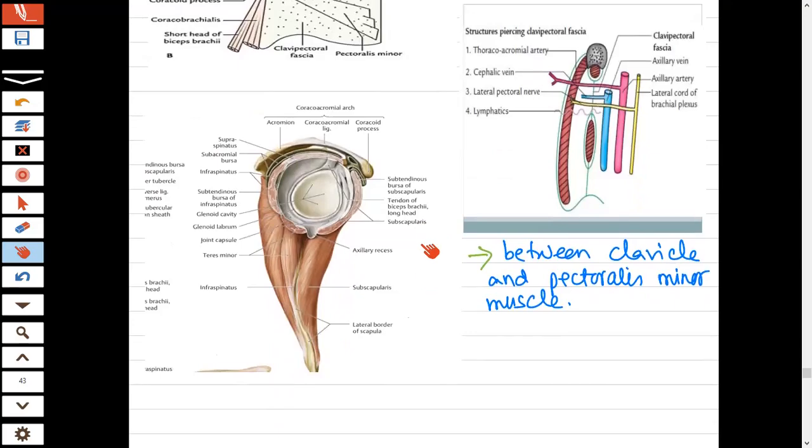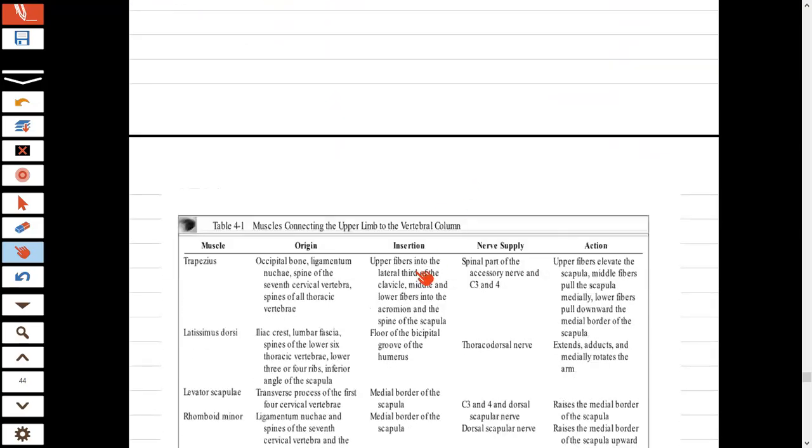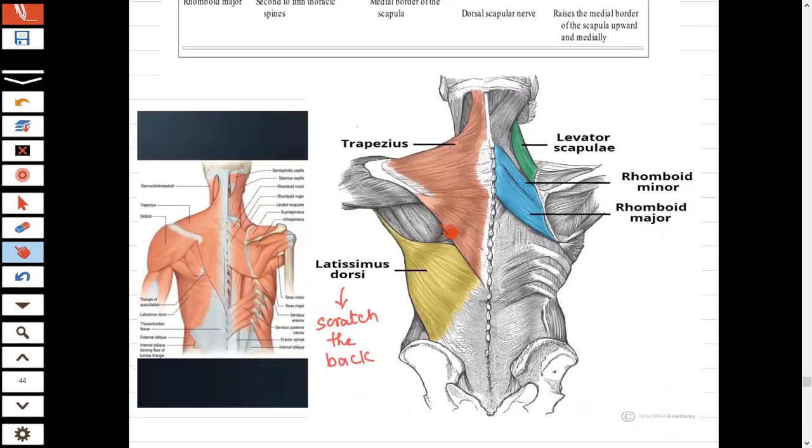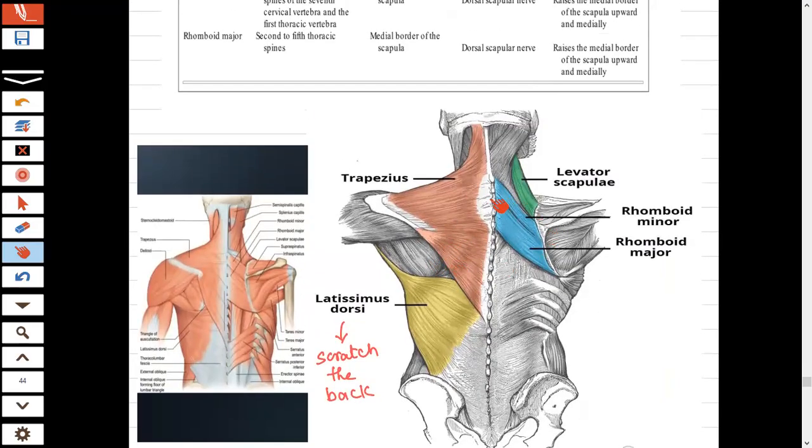I hope it is clear to all of you. Okay. Now coming into this diagram. Now see here, this is the muscles of the back. One muscle which is covering the upper part of the back is known as the trapezius muscle. The second muscle which is covering the lower part of the back is your latissimus dorsi muscle.